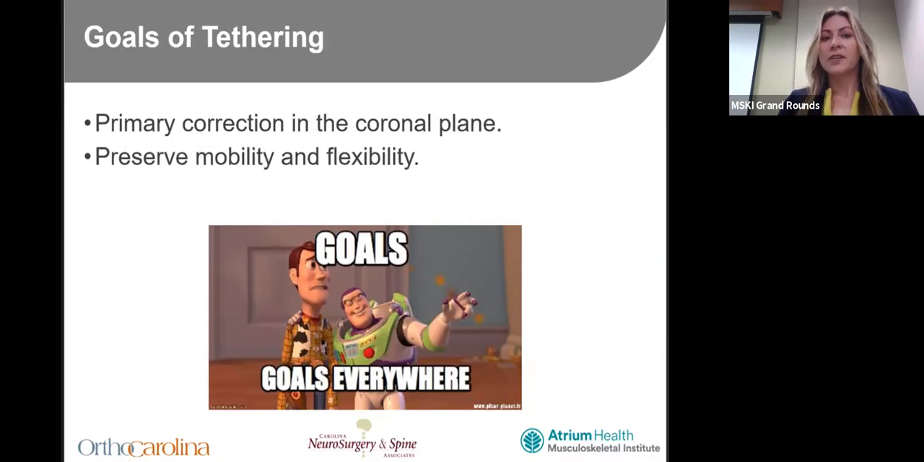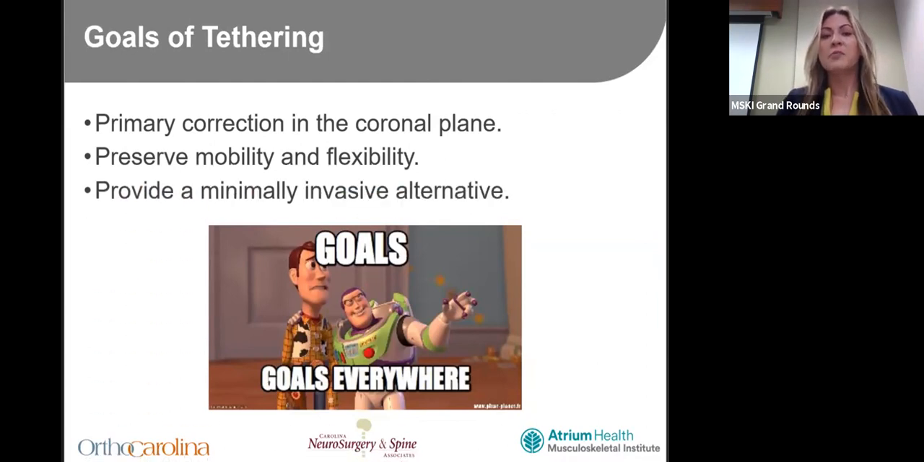And a big thing for this is preserving mobility and flexibility. That's a huge plus over traditional fusion. And it provides a minimally invasive alternative. So you saw the huge scar we had on that patient on the last slide. This will provide a much smaller procedure and inherently less risk comes along with that.